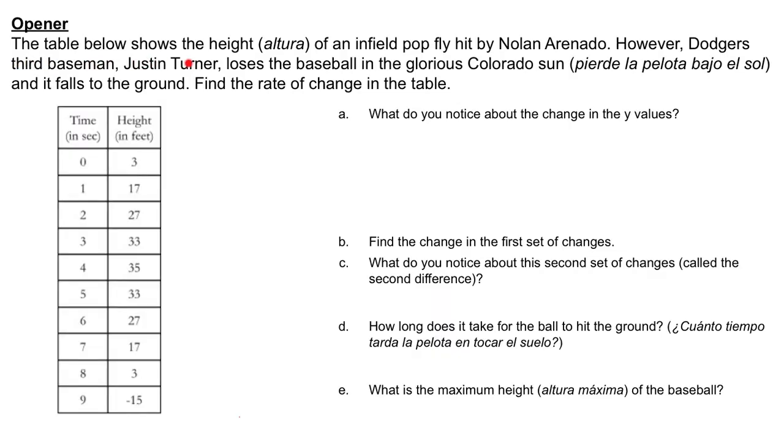The table below shows the height of an infield pop fly hit by Nolan Arenado. However, Dodgers third baseman Justin Turner loses the baseball in the glorious Colorado sun and it falls to the ground. Find the rate of change in the table.